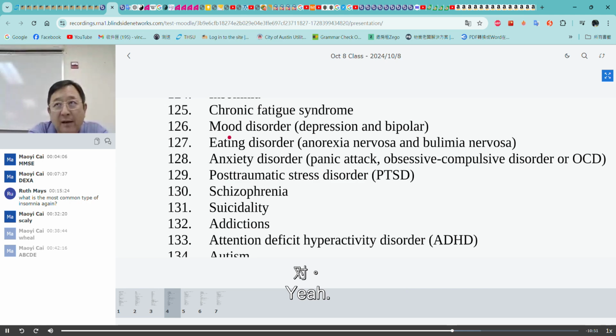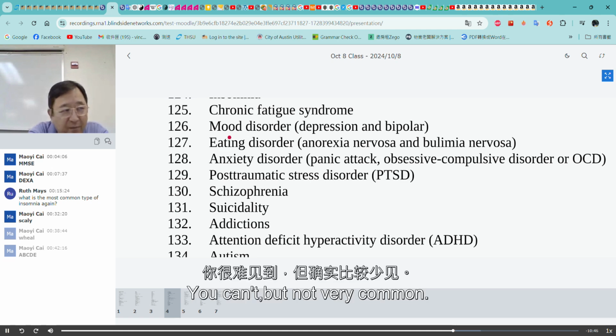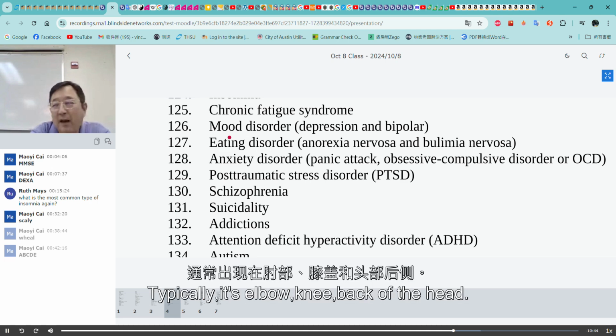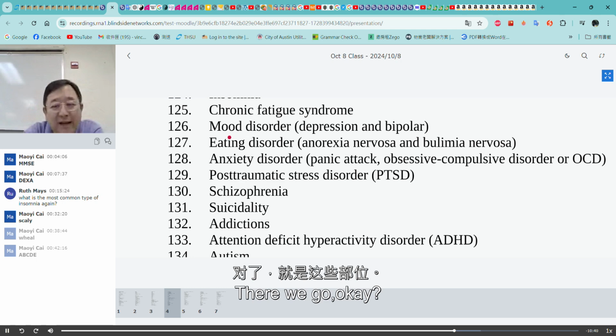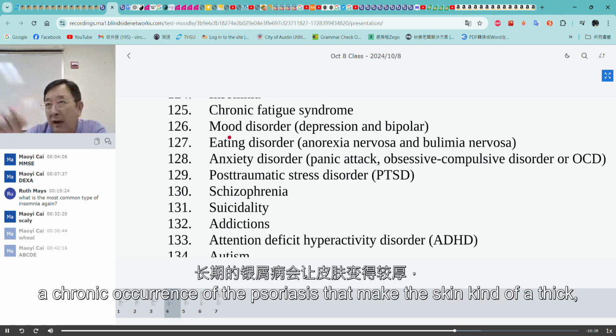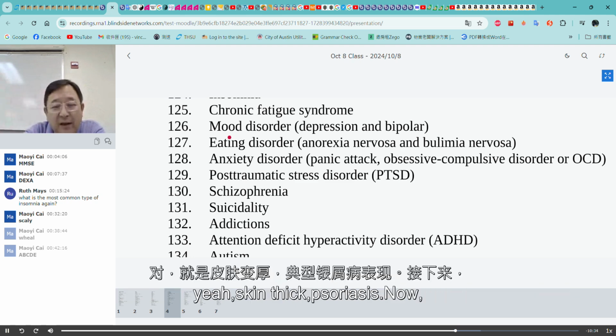Does it also occur on the foot, on the sole of the foot? It can, but not very common. Typically, it's elbow, knee, back of the head area. Okay, and a chronic occurrence of psoriasis makes the skin thick.